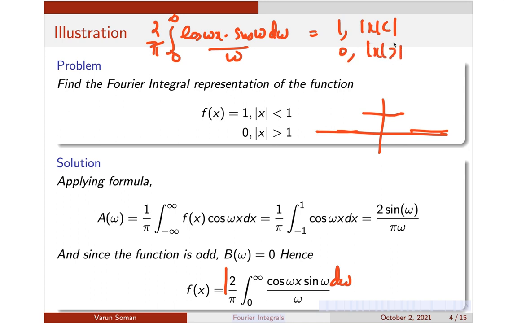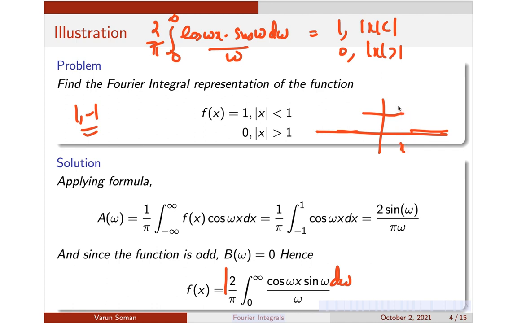What happens when mod x is equal to 1, or that means what happens when your x is equal to 1 or minus 1? What will be the case? In that case, this integral representation would be equal to half of LHL plus RHL. Now what is LHL of this? At the point x is equal to 1, what is the LHL?